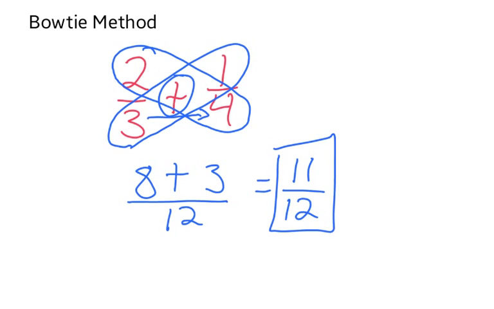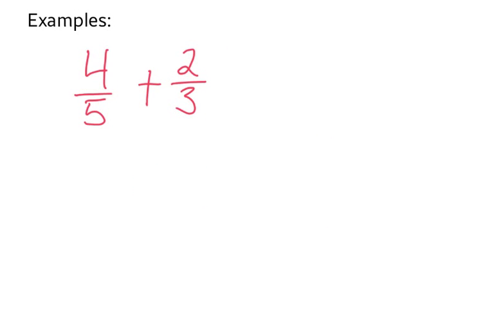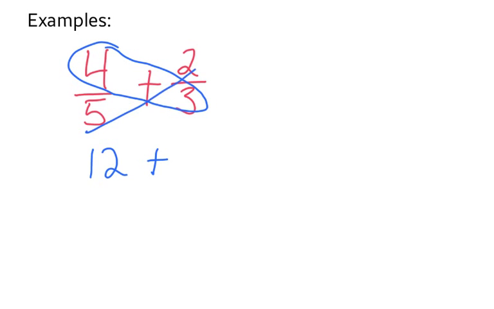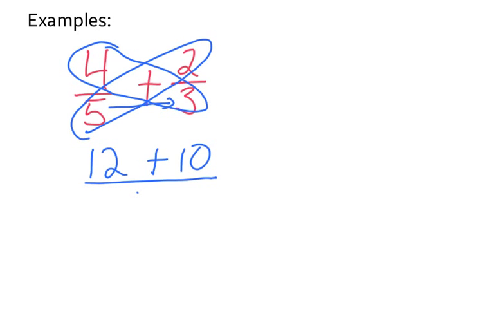The nice part about this is that you didn't have to find a common denominator, because we just multiplied our denominators together. So let's take a look at another example. 4/5 plus 2/3. Again, numerator times denominator. 4 times 3 is 12. Plus, because we're adding, 5 times 2 is 10. All over the product of our denominators, 5 times 3 is 15. 12 plus 10 is 22 over 15.